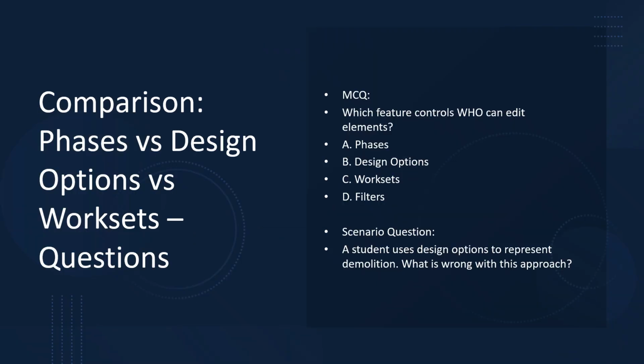So I have a multiple choice question related to the difference between these. Which feature controls who can edit elements? It's about people. So when it is about people, it's all about worksets. So option C is correct. Next question, scenario-based question. A student uses design options to represent demolition. What is wrong with this approach?